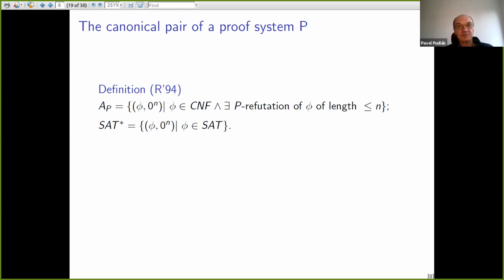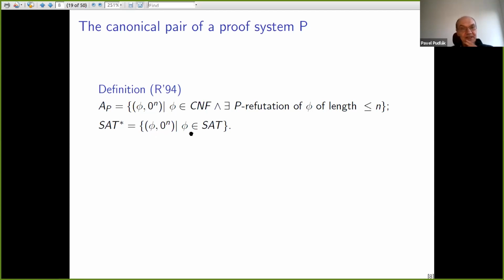If we have a proof system P, then the canonical pair of the proof system, as defined by Sasha, consists of the set of, basically you can view it as, formulas that have short proofs. But to be more precise, we are using padding that limits the length of the proof. So it's a pair of a formula and a number represented in unary, such that phi has a refutation of length at most n.